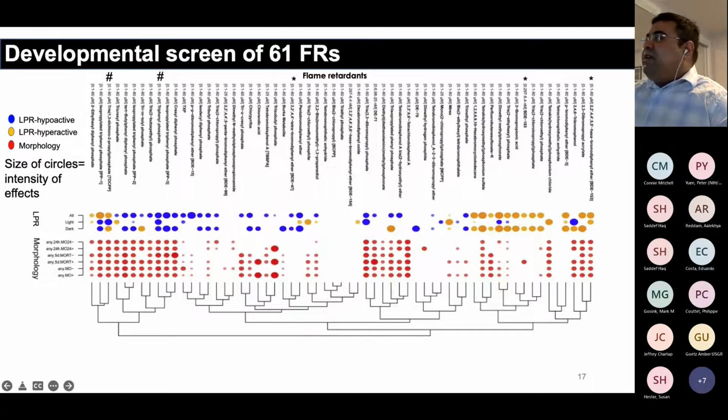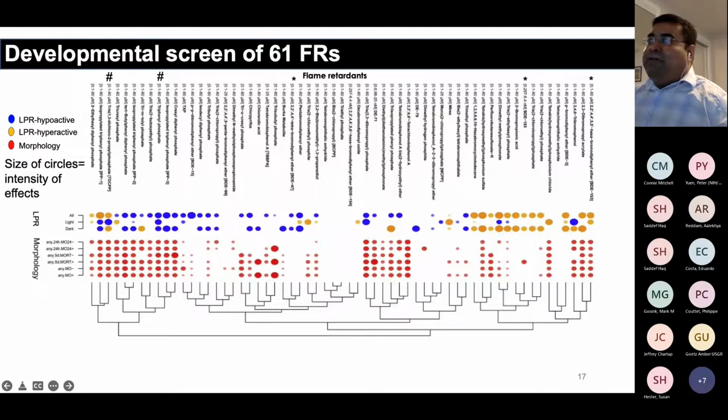So from this figure, what is very apparent is that the flame retardants are really bioactive. Many of these flame retardants elicited effects or were hits for either the morphological or the behavioral endpoint, or both. Now, if we focus on the asterisks and the pound signs on the top, the asterisks indicate the select PBDEs, which are the older generation flame retardants, and the pound signs denote select OPFRs, which were the substitute flame retardants.